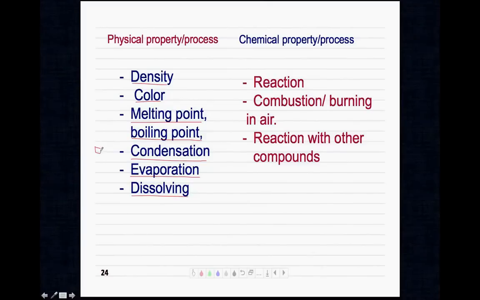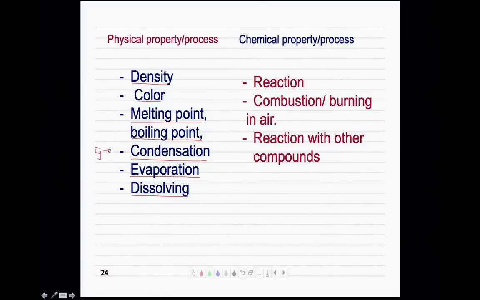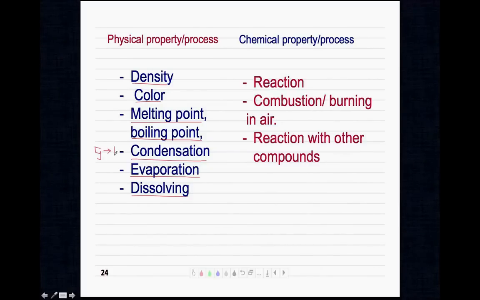A chemical property or a chemical process is a reaction. A combustion reaction is a chemical process, like burning an egg. Another is reaction with other compounds, like solid Na plus HCl. All of these are chemical reactions, and we're going to talk about chemical reactions.